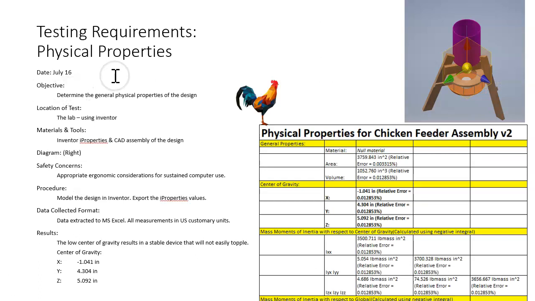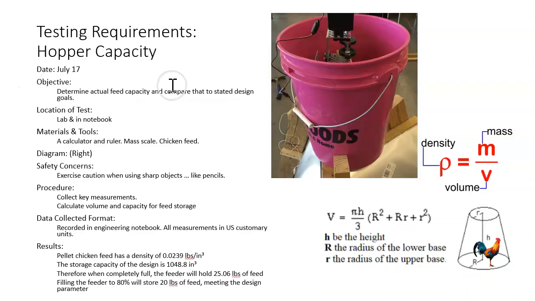Looking at your physical properties, one of the things that we wanted to be sure we understood and could communicate was our center of gravity, to show that it would be difficult to tip our design over. We also had the hopper capacity, how much it could hold. So we had some calculations for finding the volume of our container here.